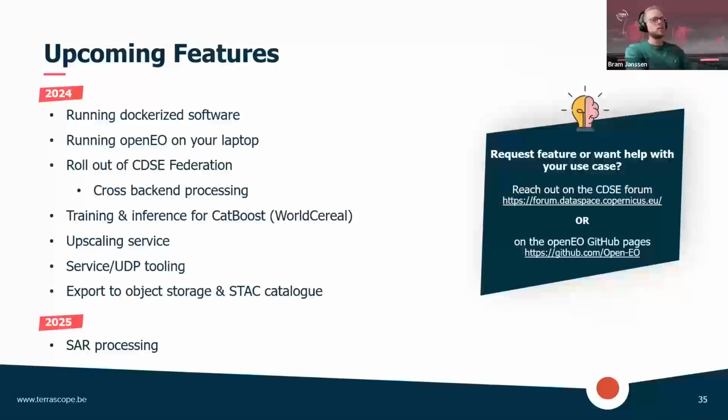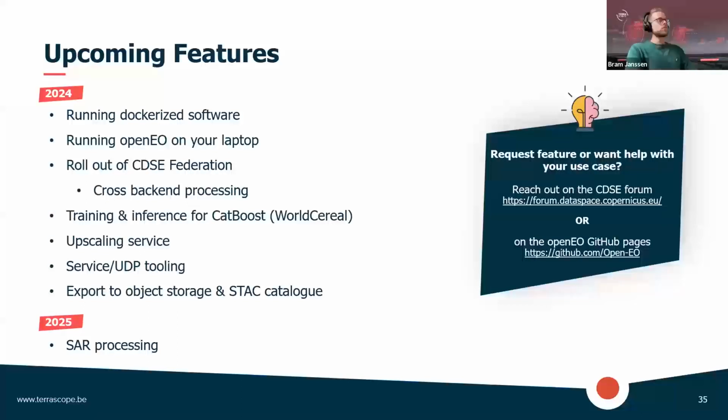So what are our upcoming features for 2024 and 2025? For this year, we will be mainly focusing on extending the way that you can run openEO. For example, by using Docker containers or a Dockerized solution, or running it locally on your computer, which means if you have datasets on your local environment, then you can run openEO on that environment and start processing the data in the same manner as you would do on a cloud-based environment.